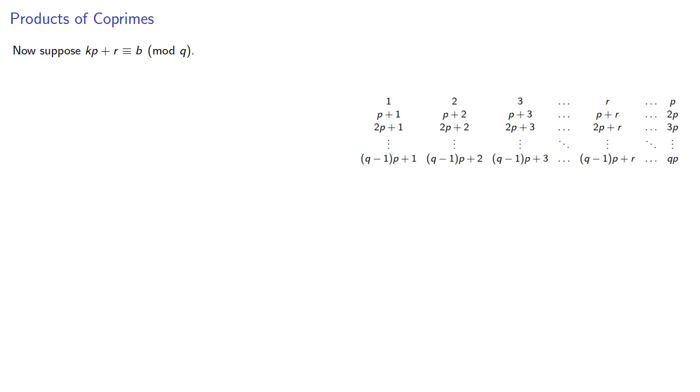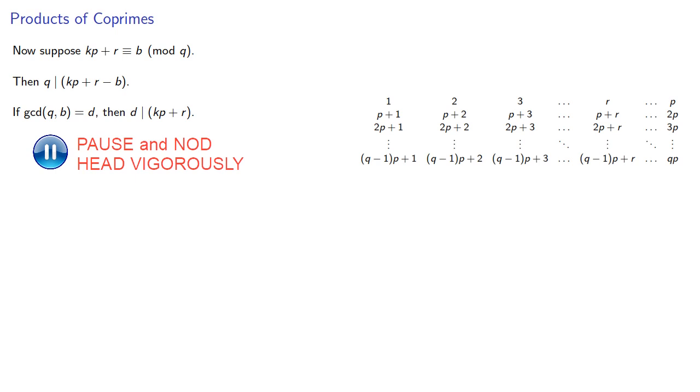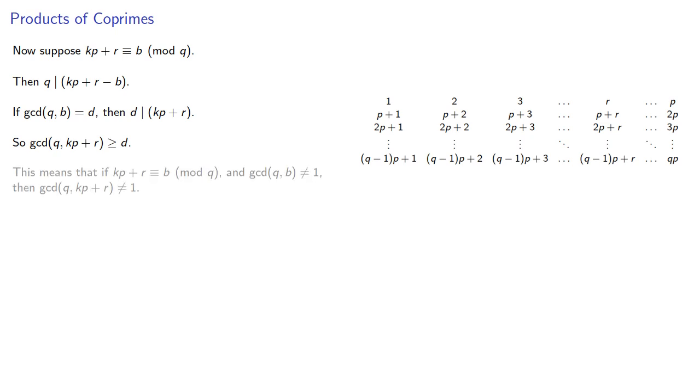So now let's suppose that one of these is congruent to b mod q. Again, q has to divide the difference, and if the greatest common divisor of q and b is some number d, then d also has to divide kp plus r. So the greatest common divisor of q and kp plus r is something d or larger. This means that if kp plus r is congruent to b mod q, and the greatest common divisor of q and b is not 1, then the greatest common divisor of q and the number isn't 1.